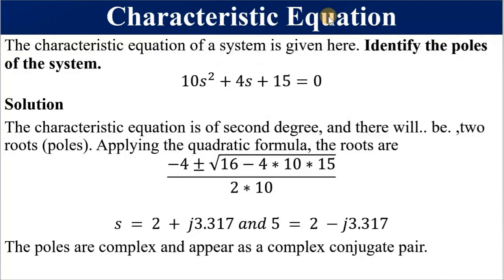Guys, more on characteristic equation. You know your quadratic equation. You are L4 graduates, and the characteristic equation of a system is given here. The question goes, identify the poles of the system. And how do we identify the poles? We have set it to 0, and s equals minus b plus or minus the square root of b squared minus 4ac, all over 2a, and also its complex conjugate. We saw this, and the poles are complex and appear as a complex conjugate pair. This is simple, no need to waste time.